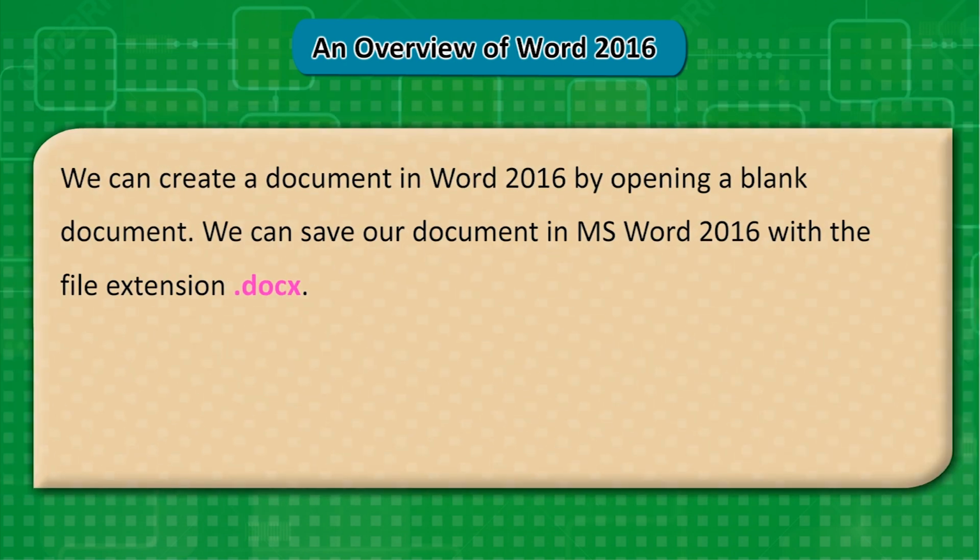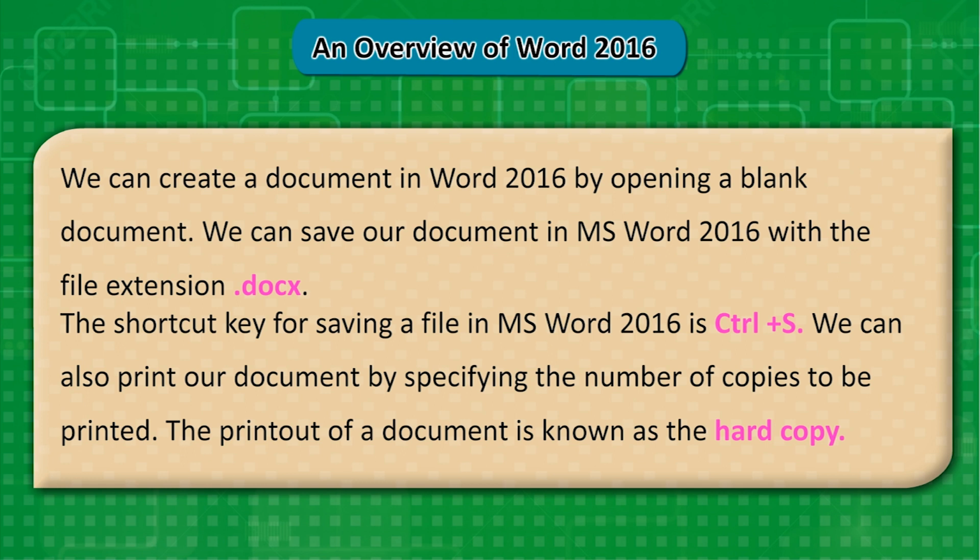An overview of Word 2016. We can create a document in Word 2016 by opening a blank document. We can save our document in MS Word 2016 with the file extension docx. The shortcut key for saving a file in MS Word 2016 is Ctrl+S. We can also print our document by specifying the number of copies to be printed. The printout of a document is known as the hard copy.